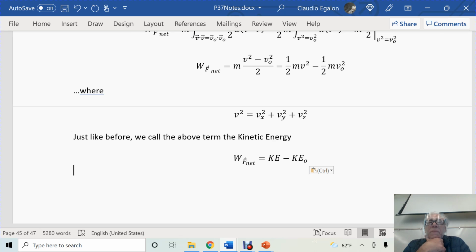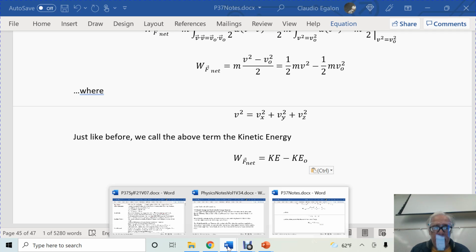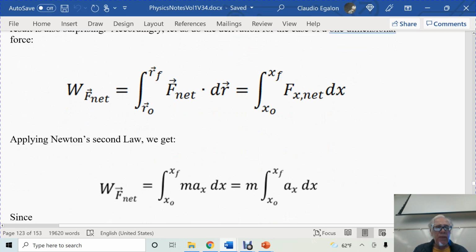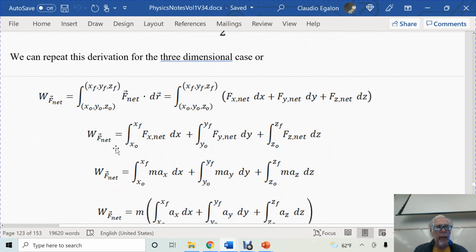So that's the result that we're going to keep on using for the remainder of chapter 7 and chapter 8 and beginning of. Let me see if I have anything else here.